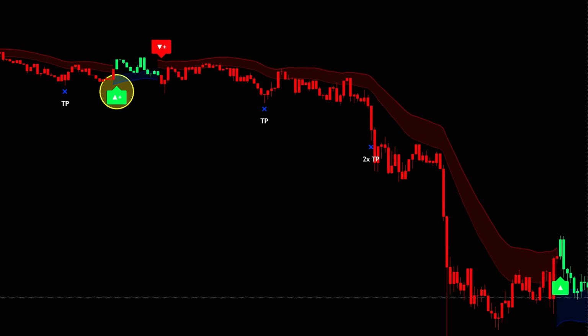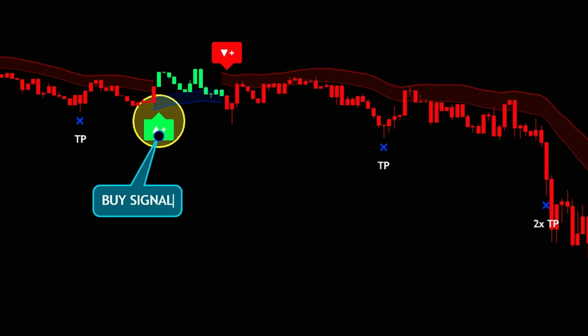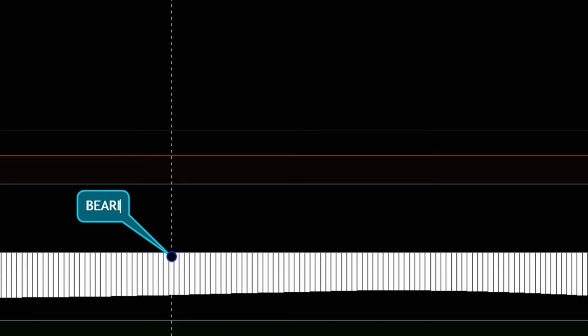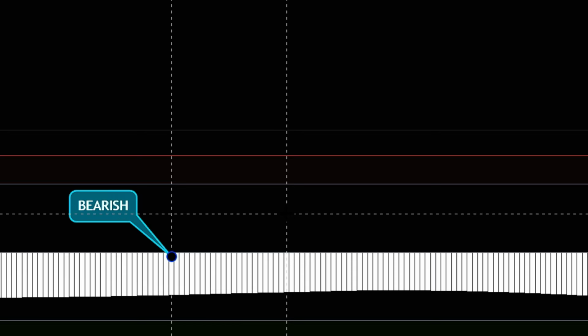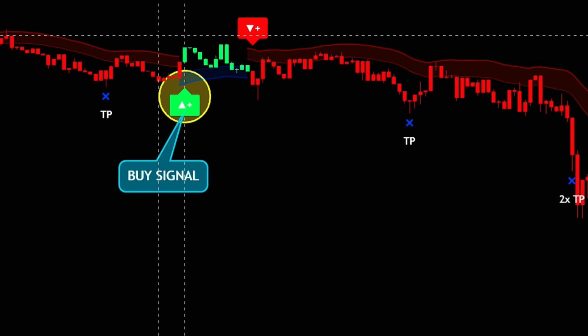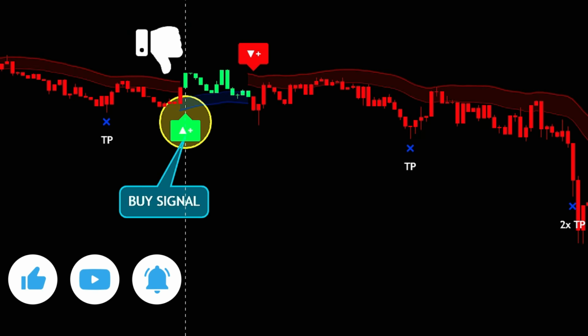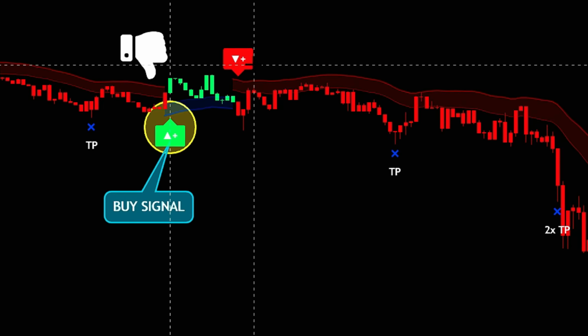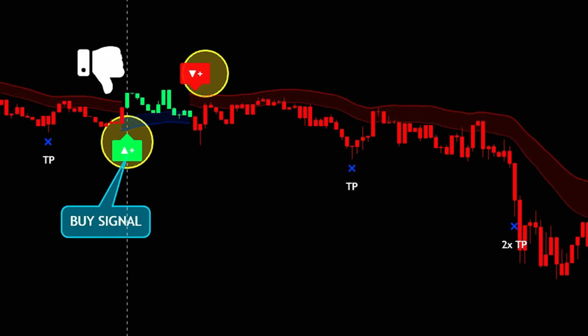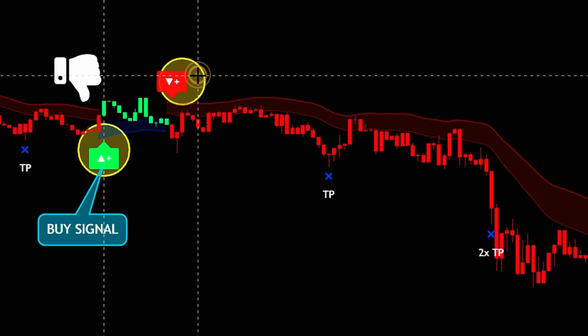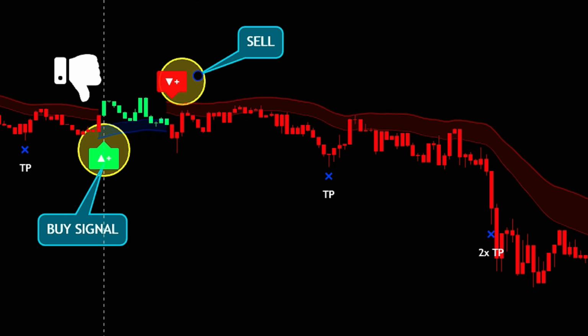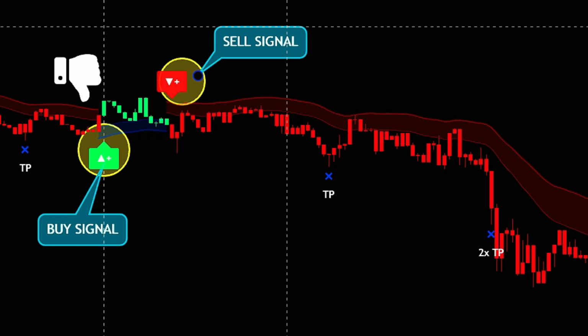Here's another example. Check the signal on the screen. At first glance, it looks like a buy setup, but look at the histogram. It dips below zero. Momentum is against us, so we filter the signal out. No trade here. And this is exactly the kind of mistake this oscillator helps you avoid. Many traders would jump in and get stopped out quickly. Then a couple more candles later, everything lines up. Trend, momentum, risk management. This is what I call a confirmed signal. Clean, structured, and ready for execution.